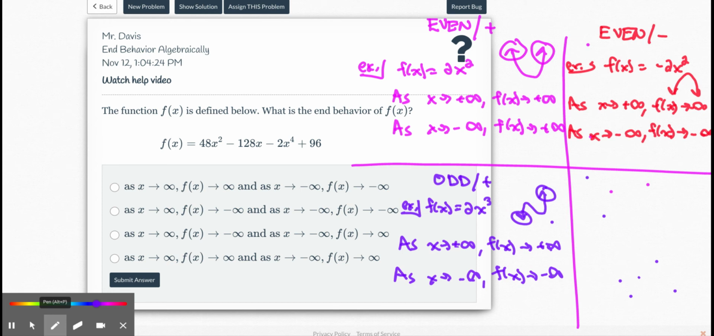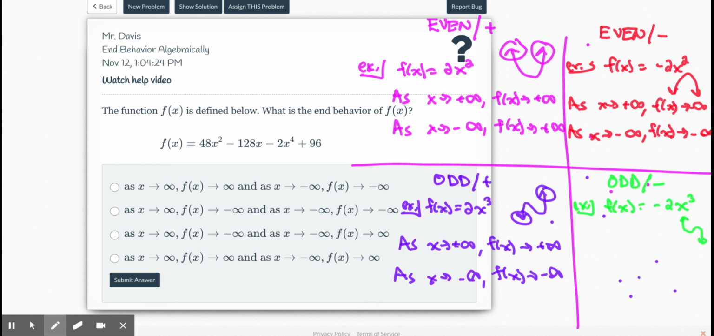And last but not least, if we have an odd and a negative, for example, f of x equals negative 2x cubed, that's going to get flipped. Looks something like this. So they're both the opposite. As x goes to positive, f of x goes to negative. And as x goes to negative, f of x goes to positive.